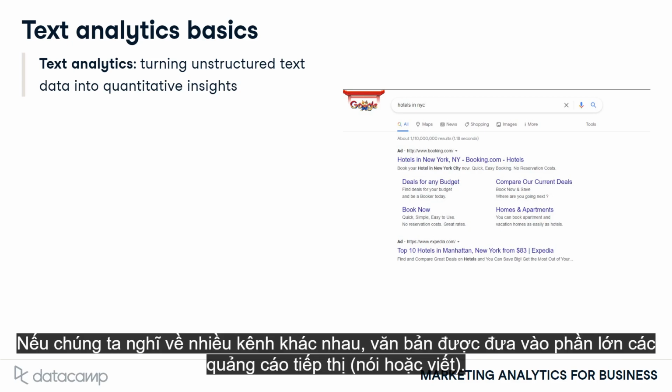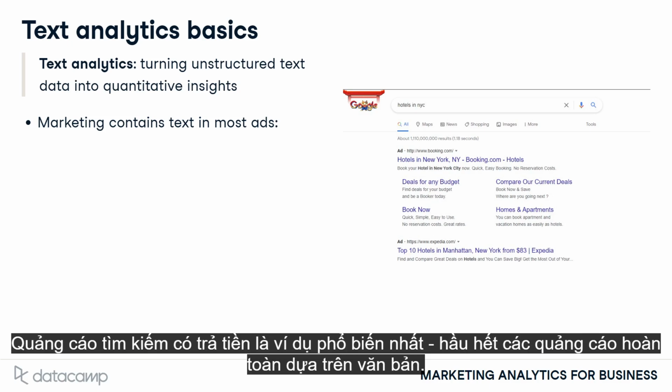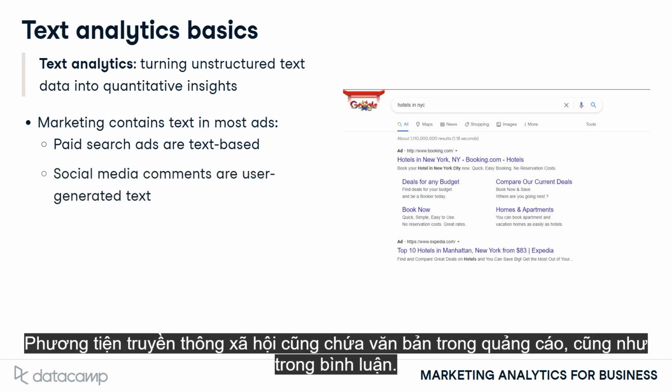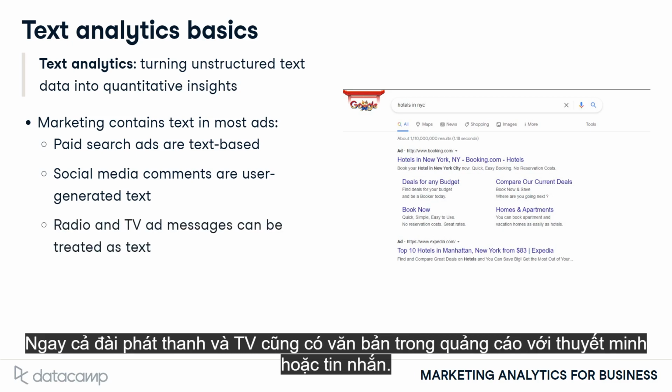If we think about various channels, text is included in the majority of marketing ads, either spoken or written. Paid search ads are the most common example. Most ads are entirely text-based. Social media also contains text in ads, as well as in comments. Even radio and TV can have text in ads, with voiceovers or messages.